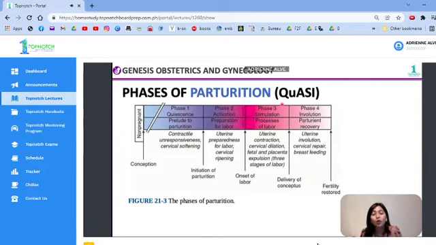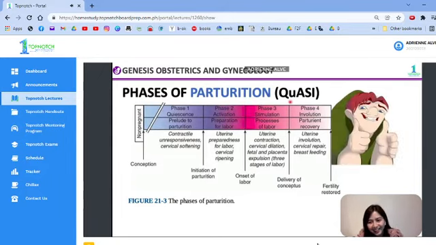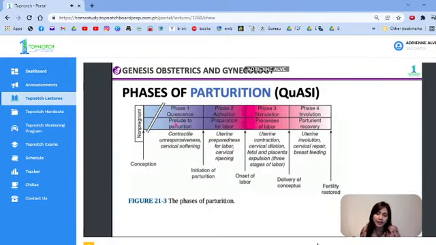Okay, so my mnemonic for this is QUASI. I thought of Quasimodo here, because he looks pregnant but it's on his back. That's the only reason I remembered it. So quasi, because the first part is quiescent. There is contractile unresponsiveness, followed by your activation. That's the A. When you say activation, the uterus is preparing for labor.